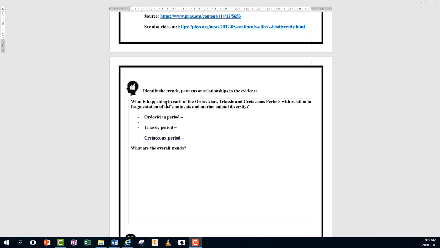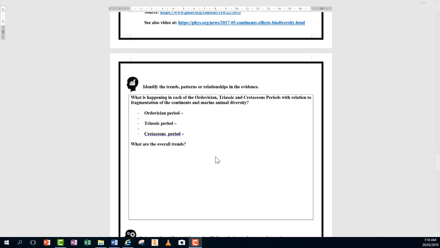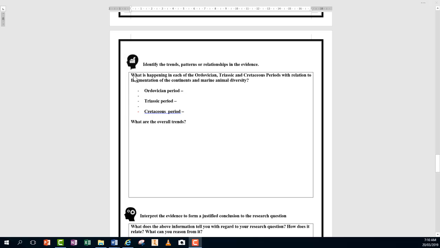So this is important. That's really the question: identify the trends, patterns, relationships of the evidence. But we've got some help, and that is the two questions inside. The first is what's happening, in this case, in each of the Ordovician, Triassic and Cretaceous periods. So straight away I've put down Ordovician, Triassic and Cretaceous, and then the next question is what are the overall trends.